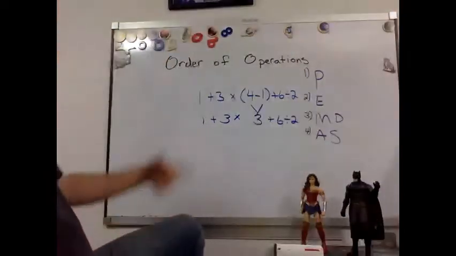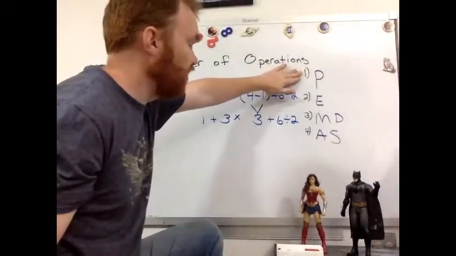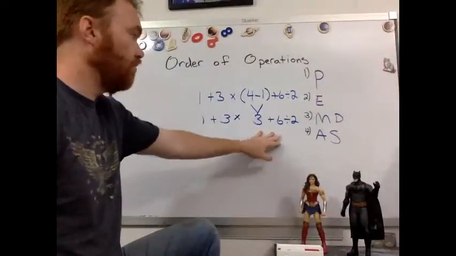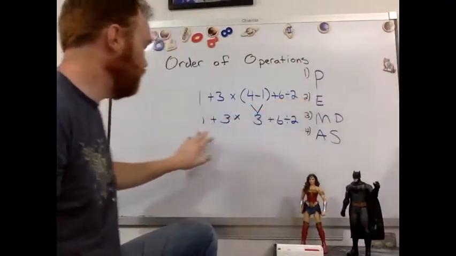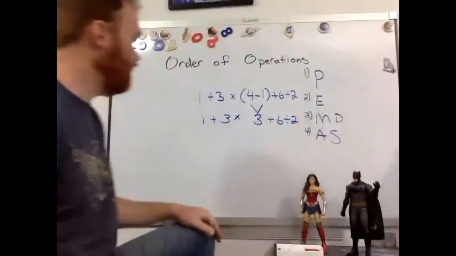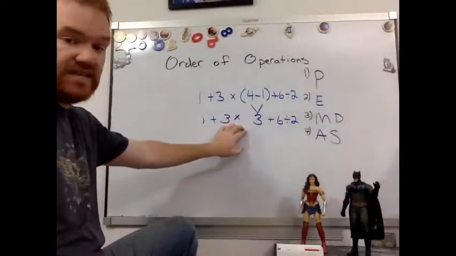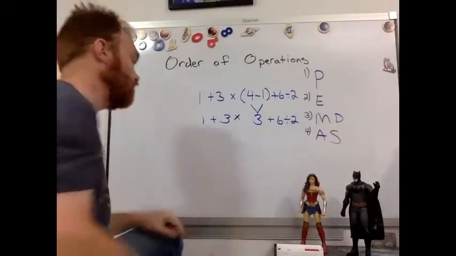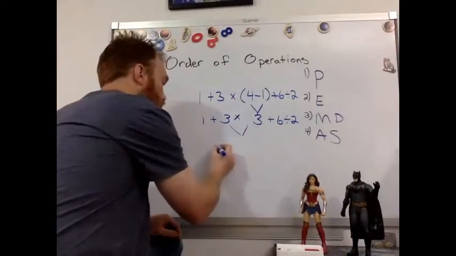Okay, now I'm going to start all over. Do I have parentheses? Nope, my parentheses are gone. Do I have exponents? Nope, they're gone. Do I have multiplying or dividing? Yes, in this case, I have multiplying here, 3 times 3, so that's what I'm going to do.